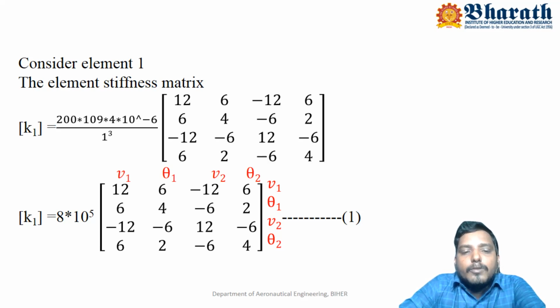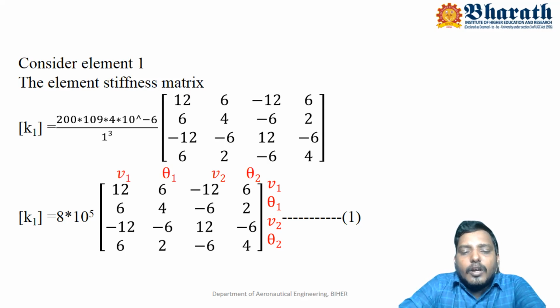At the top we have to mention that the red color indicates the displacement as well as rotation of your particular nodes. If we consider element 1, it consists of node 1 and 2. Node 1 has 2 unknowns, that means lateral displacement as well as rotation, which we specify as V1 theta 1. Similarly, node 2 has V2 theta 2.